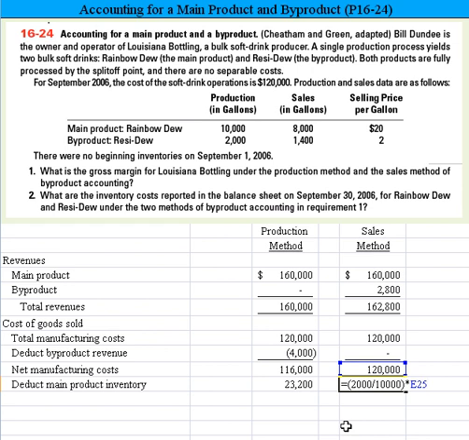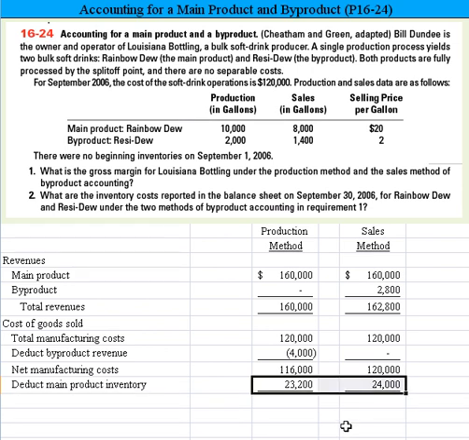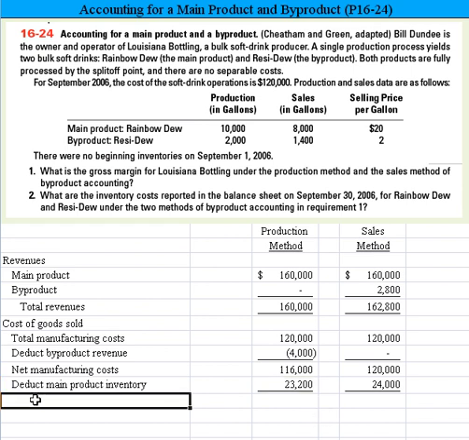So we take 2,000 units out of 10,000, what was remaining in inventory out of what we produced, and multiply it times the net manufacturing cost we're using under the sales method. Okay, so once we have that net manufacturing cost, we can underline that and then also come up with a cost of goods sold.